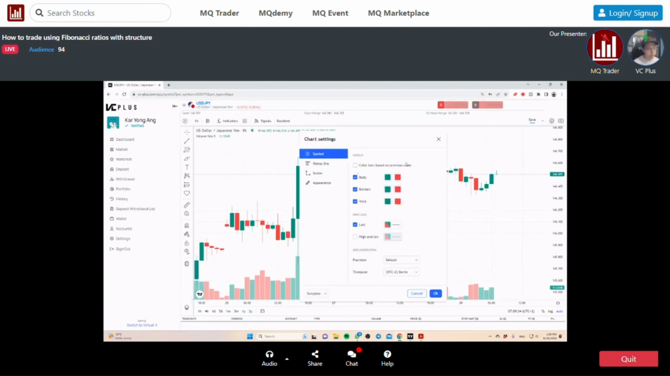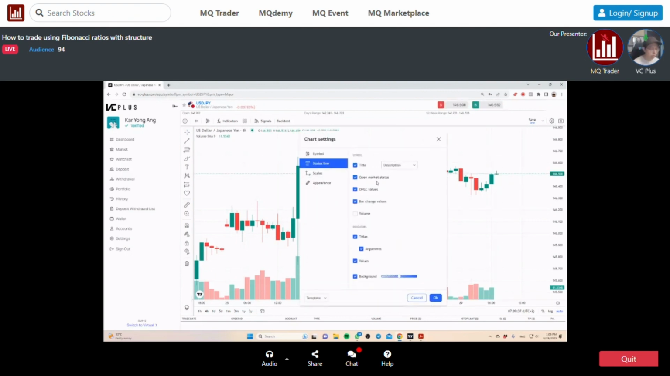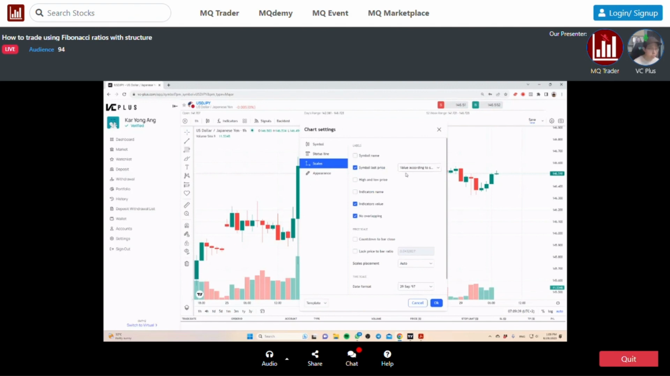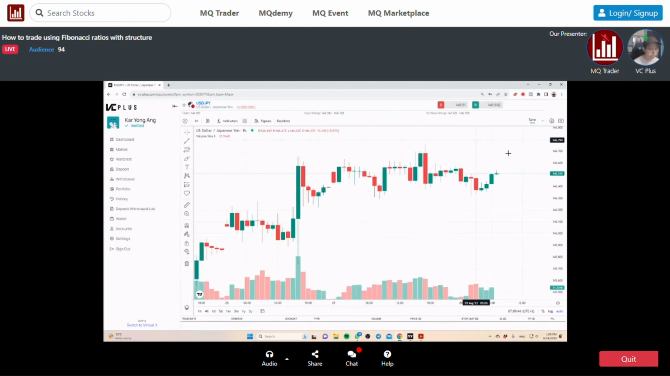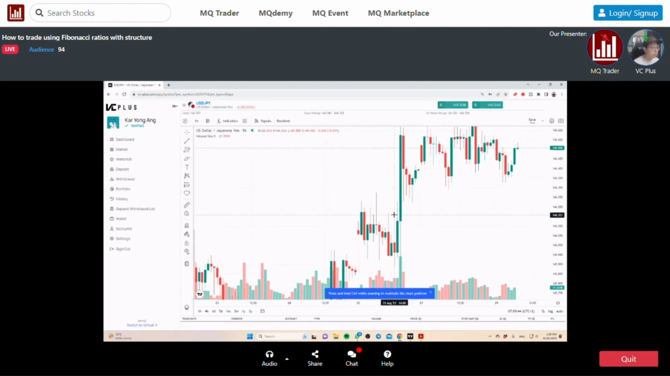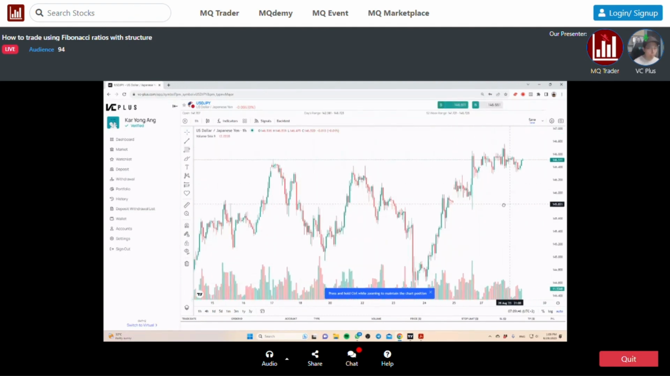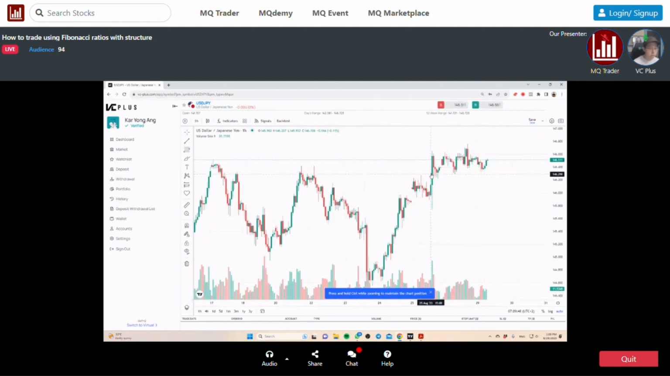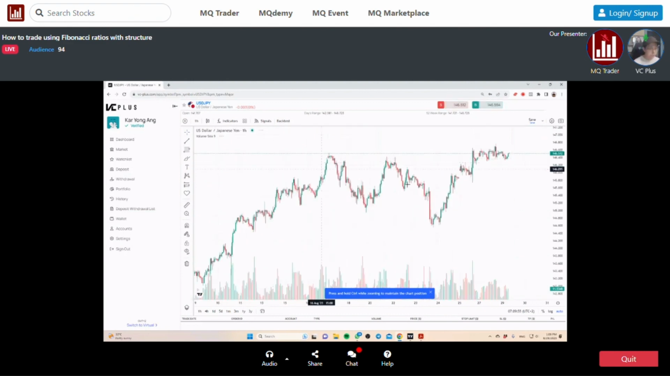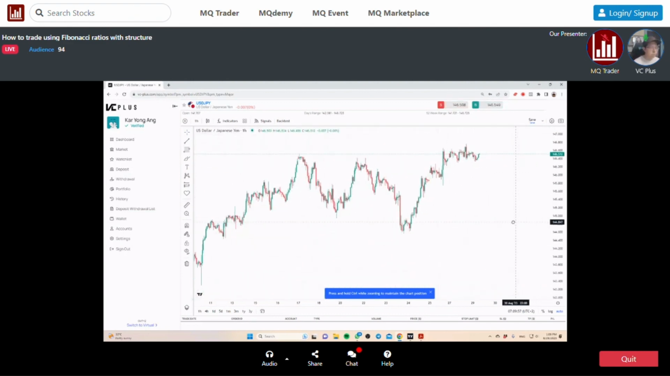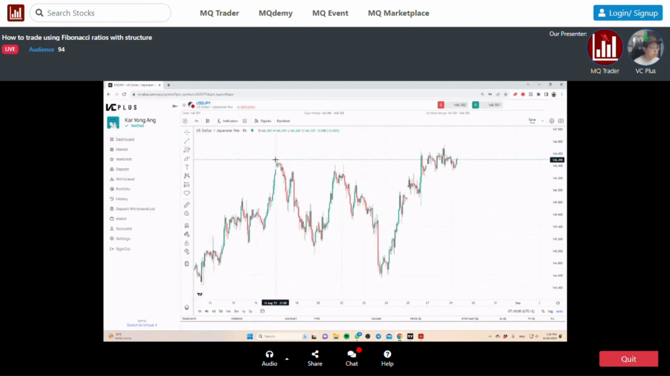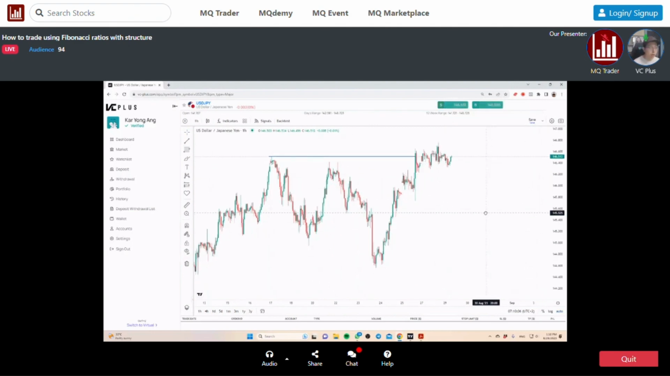Let me, okay, we just keep it as white, I think, right? Or else we need to keep changing the color. So we just keep it as white. I think that's fine. Okay, on the hourly, not the best, but we do see a break of structure over here, right? You can see here, the market actually broke this high, closed above it. So that's what we call a break of structure.